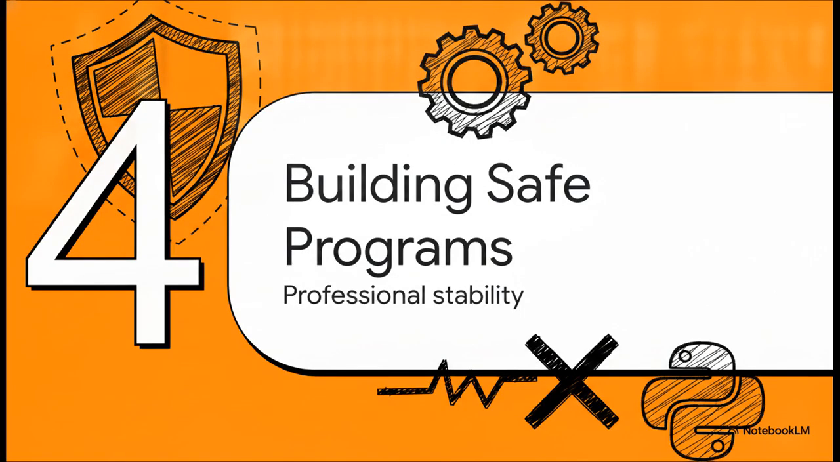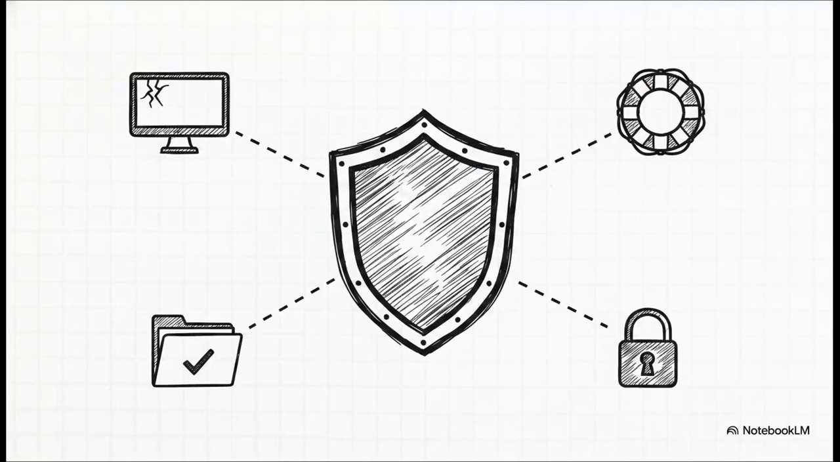Section 4. Building safe programs. Why does mastering this flow matter so much in the real world of professional software development? Well, it goes way beyond just keeping your terminal clear of red text. Proper error handling transforms a fragile little script into a robust application.